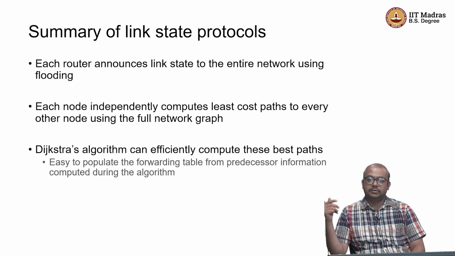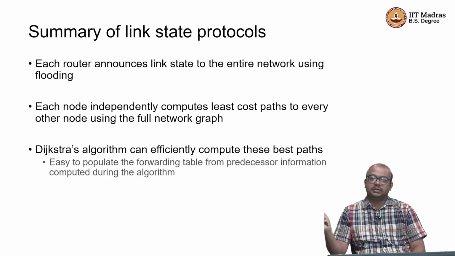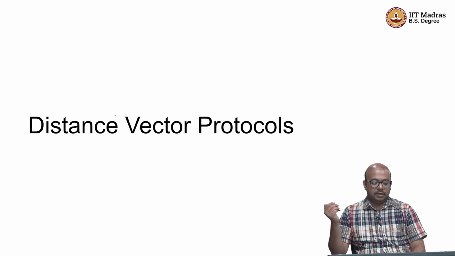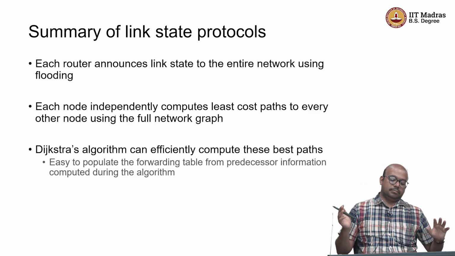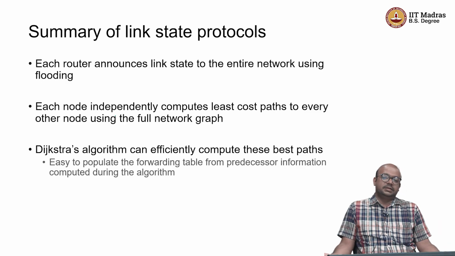So, the algorithm gives you a byproduct: not only computing the least cost, but also, in order to achieve the least cost, what the predecessor node is. That information is extremely important for us to construct the forwarding table. So, keep that in mind, and that is it for the link state protocols.